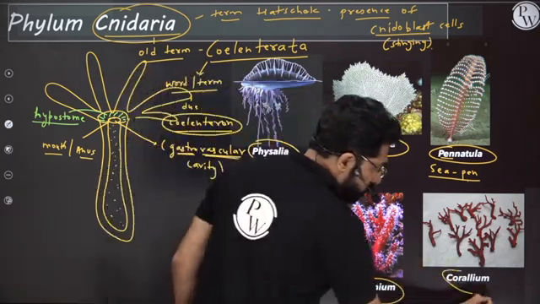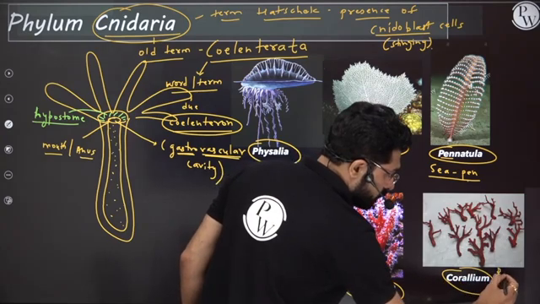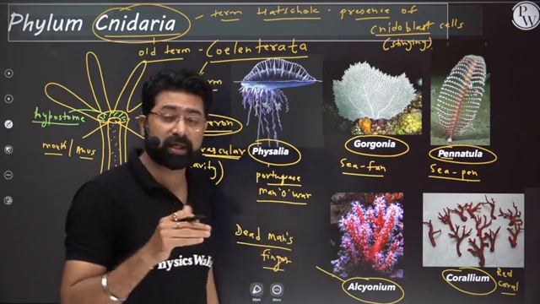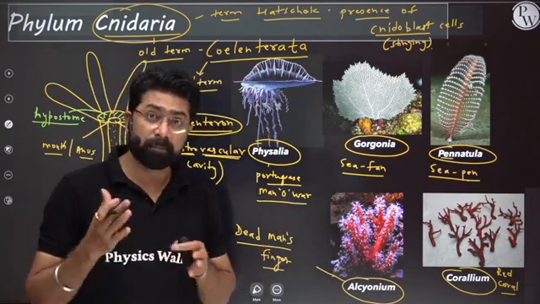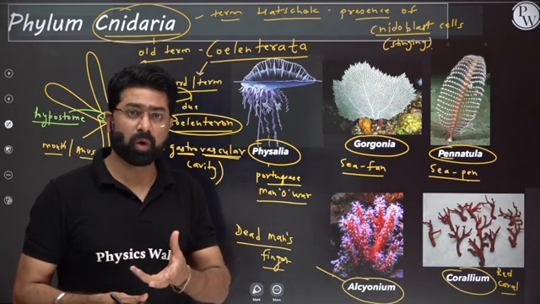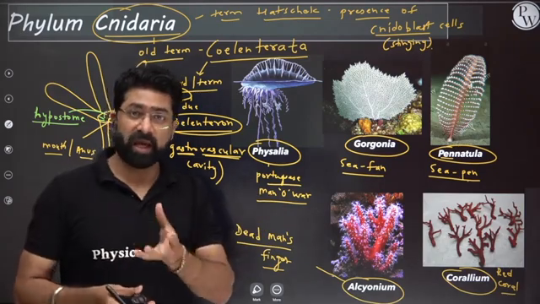Corallium. Corallium is the red coral. Please write down red coral. Now in the chat box, can you write which is blue coral? Yes, many types of corals. Blue coral, okay, staghorn coral.